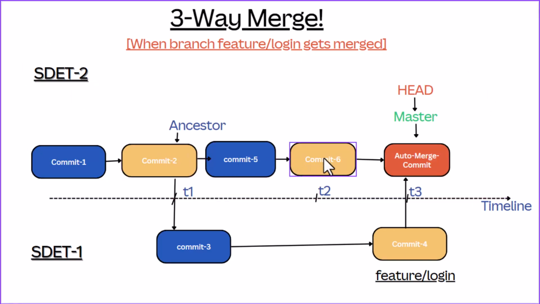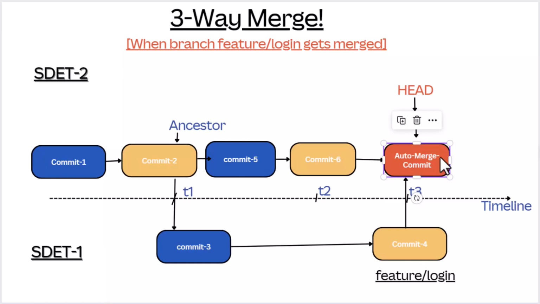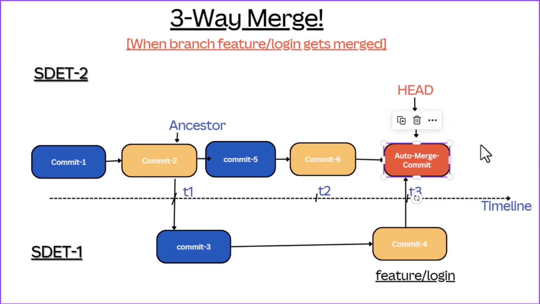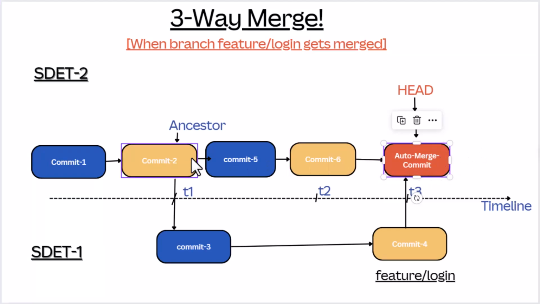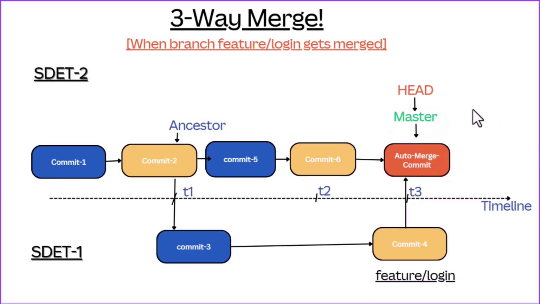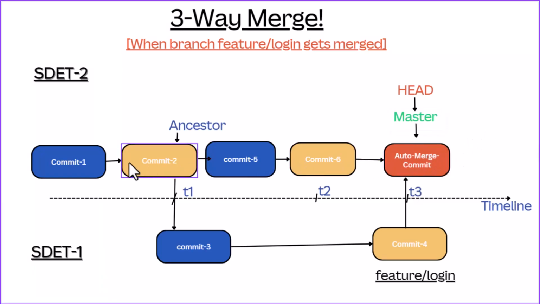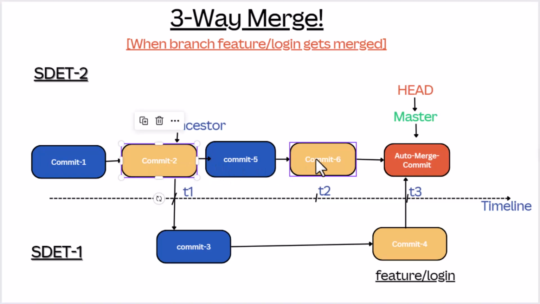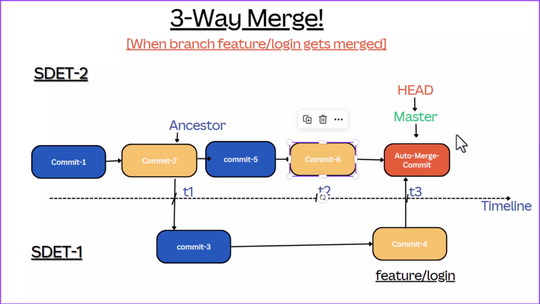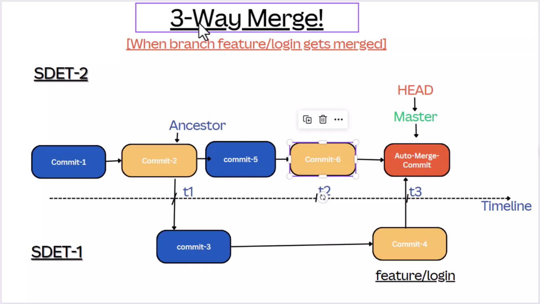Now over here we can see that this auto merge commit object was created by Git itself. It was not created by either SDET2 or SDET1. It has moved the head of the master branch from commit 6 to this auto merge commit object. And as I said, these three commits, commit 2, commit 6 and commit 4, were involved in creating this auto merge commit. That's why we term it three-way merge.